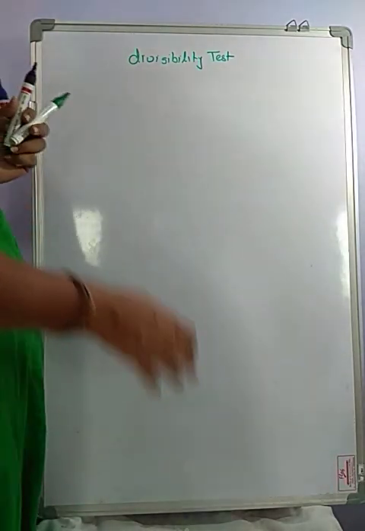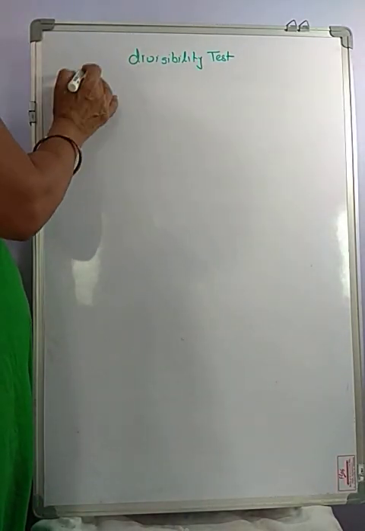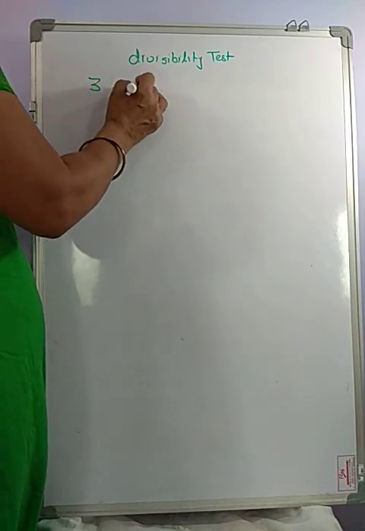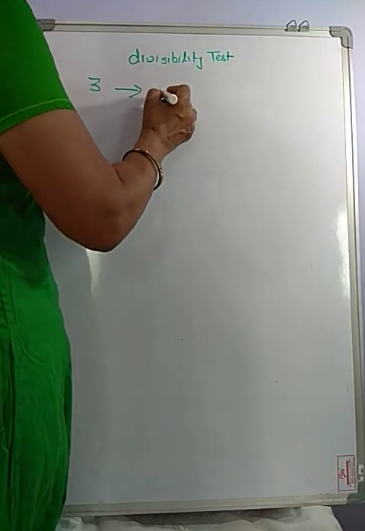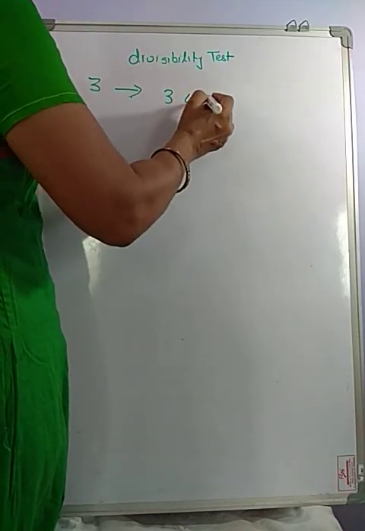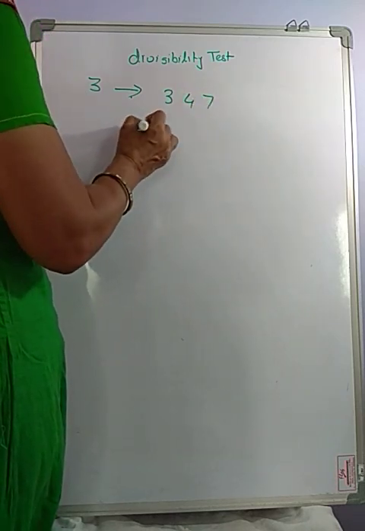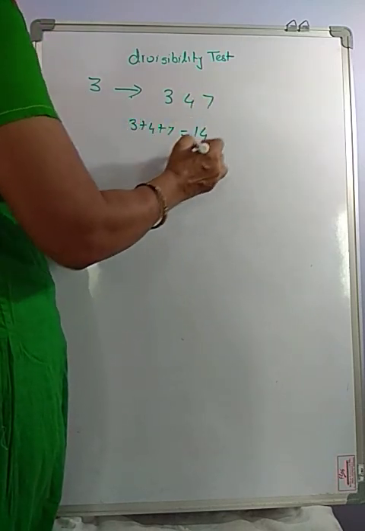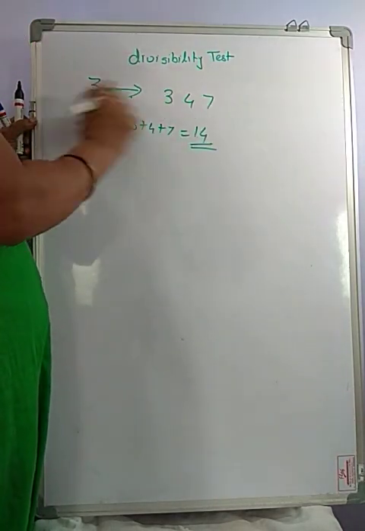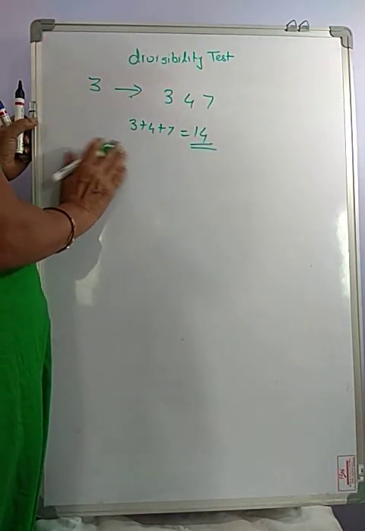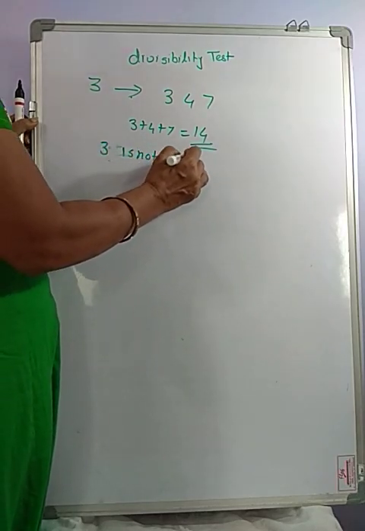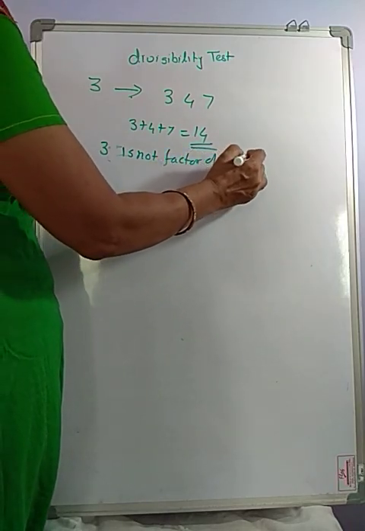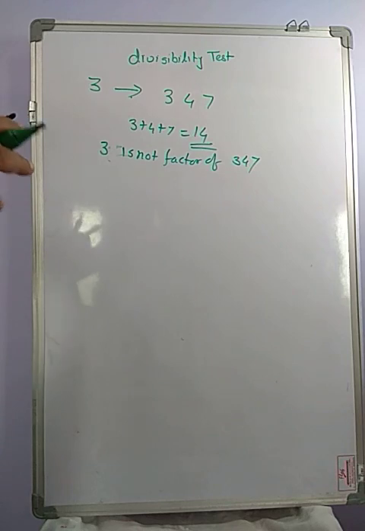What are other divisibility tests? For example, the very first, the test for 3. We all know that if the sum of the digits is divisible by 3, then the number is. For example, if the number is 347, we check 3 plus 4 plus 7, which is equal to 14. This is not divisible by 3, and therefore 347 is not divisible by 3.